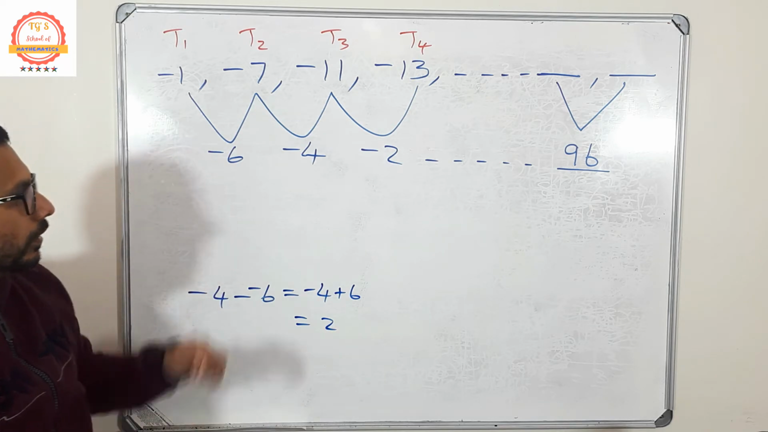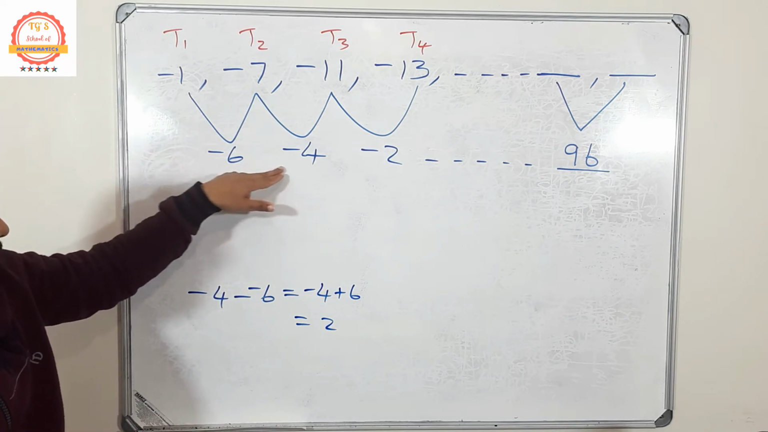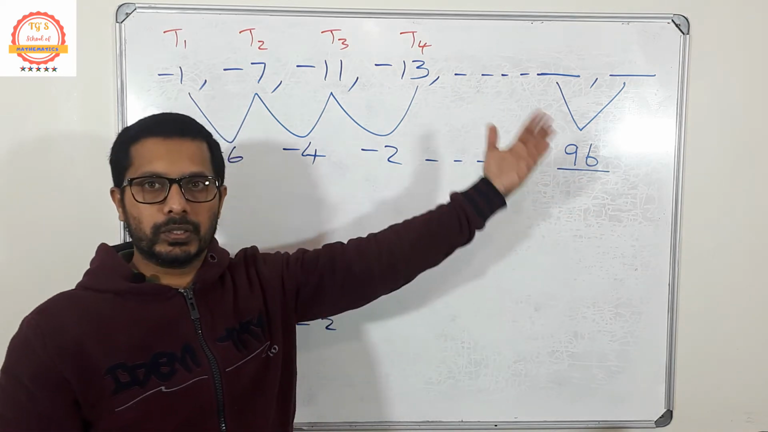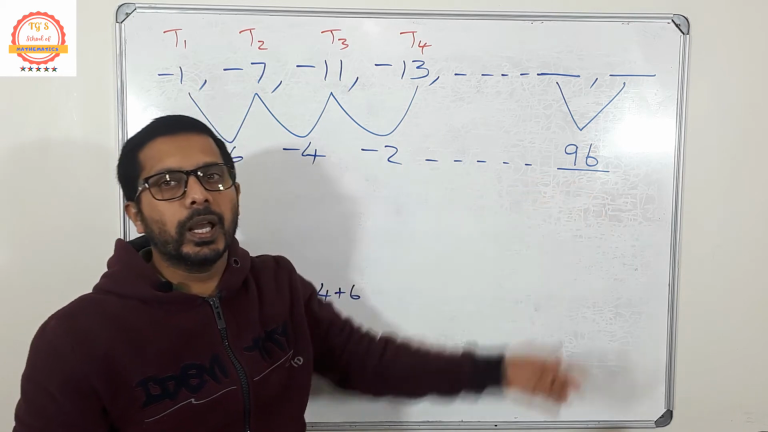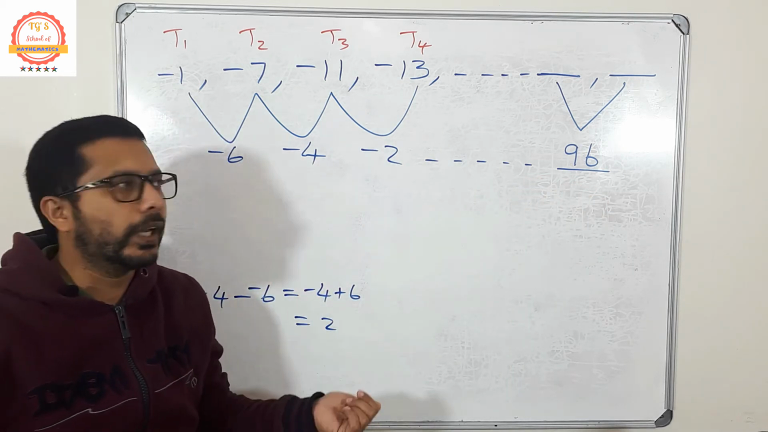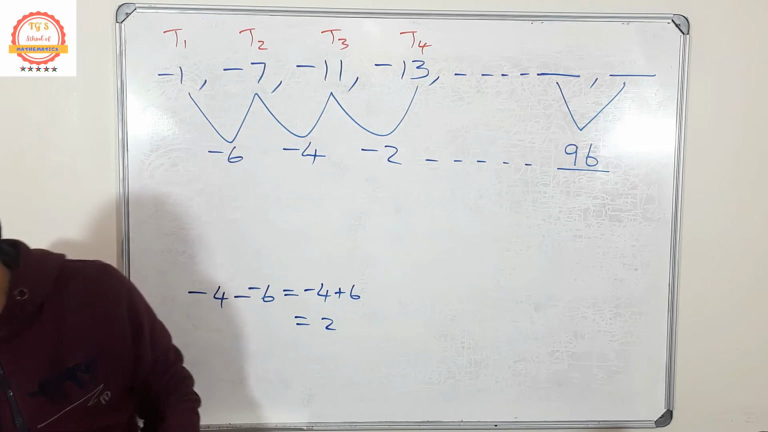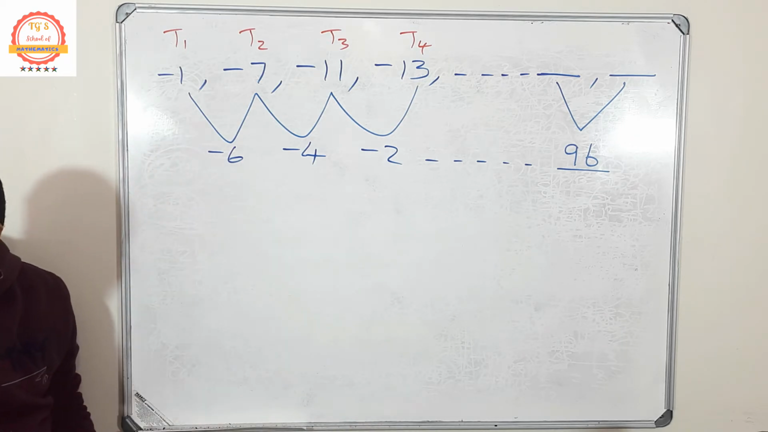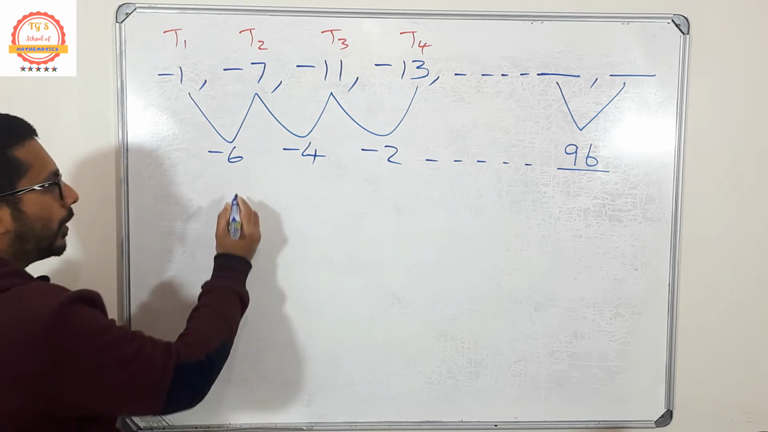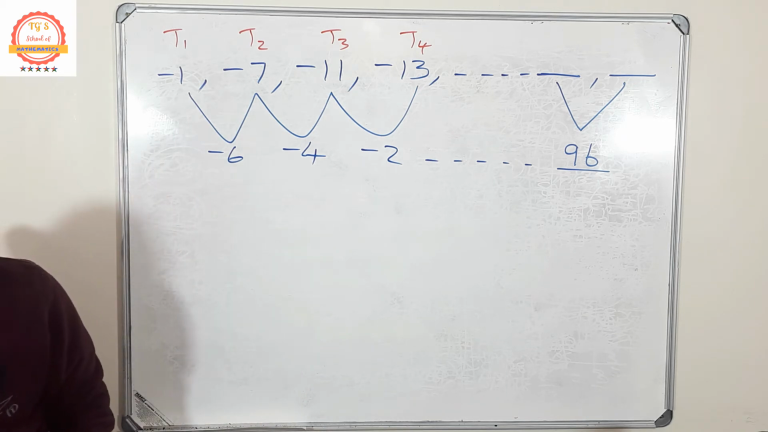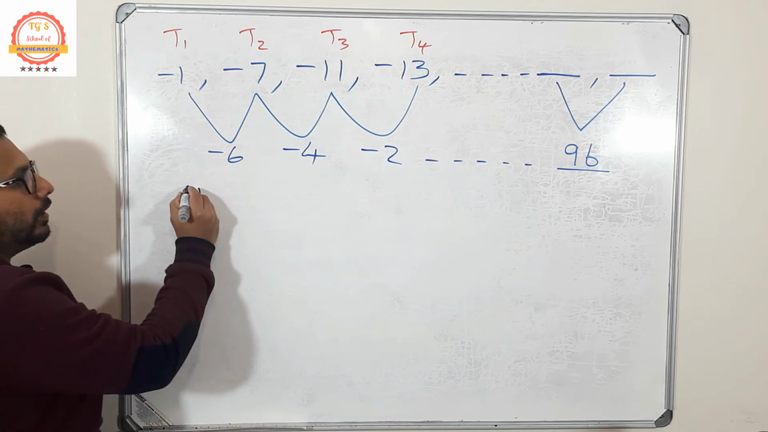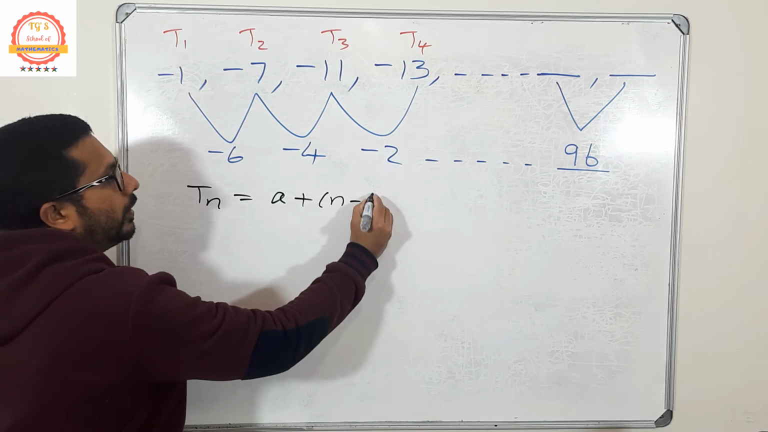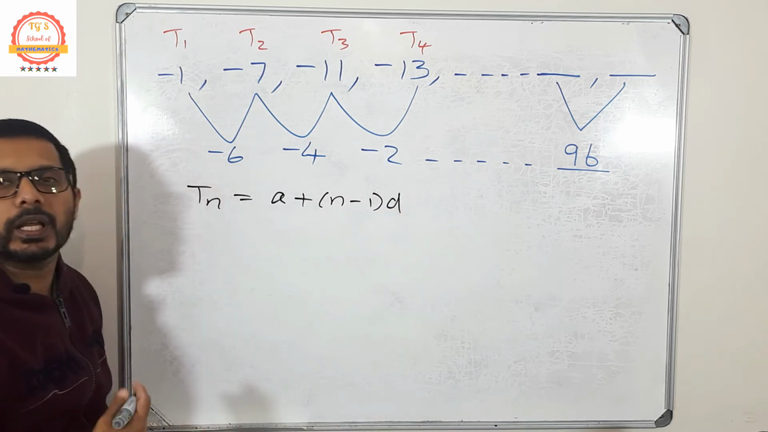So now listen here. This one is an arithmetic sequence, and assume that this 96 is the last term or nth term, and I want to find the value of n. So look at what I'm going to do. If it is an arithmetic sequence, for the nth term we have a formula. What is the nth term formula? Tn is equal to a plus n minus 1 into d, if it is an arithmetic sequence.